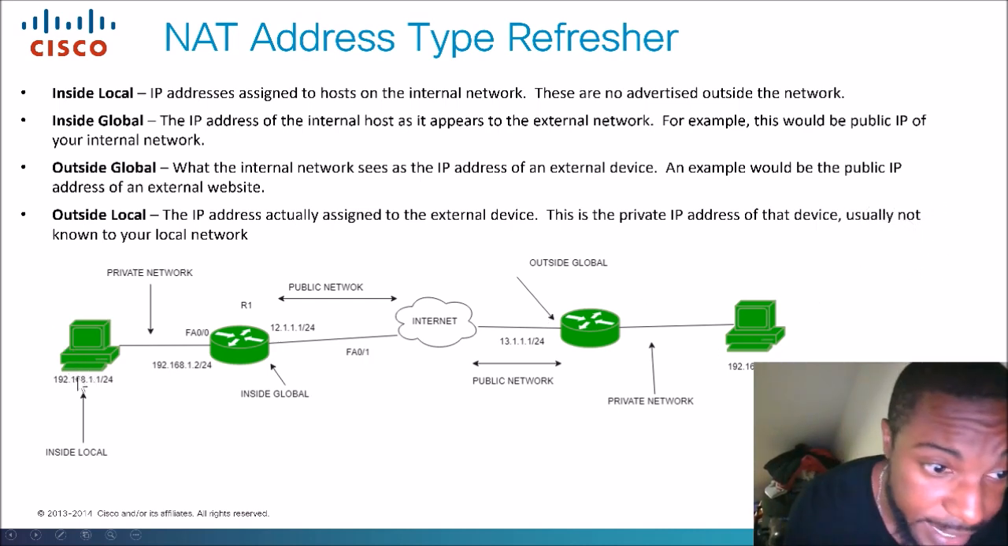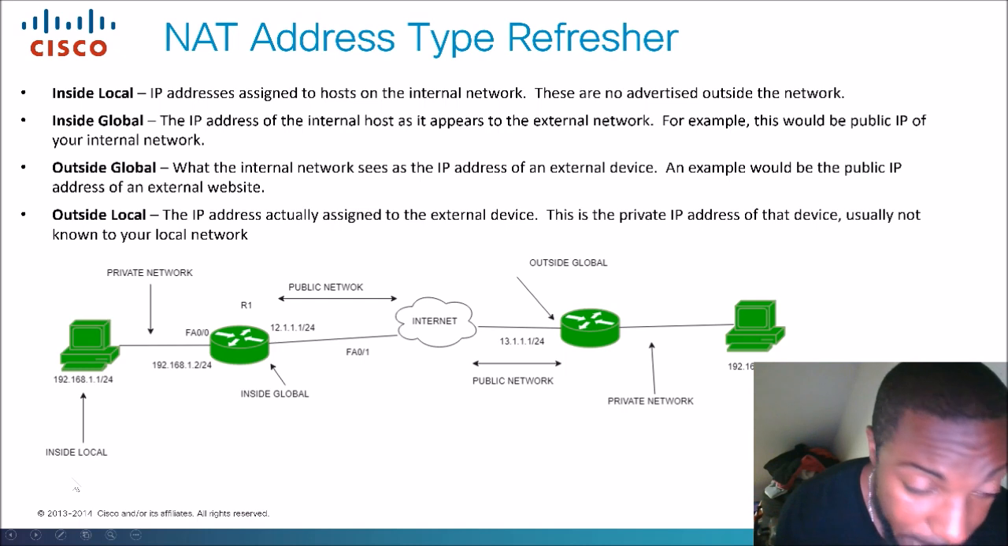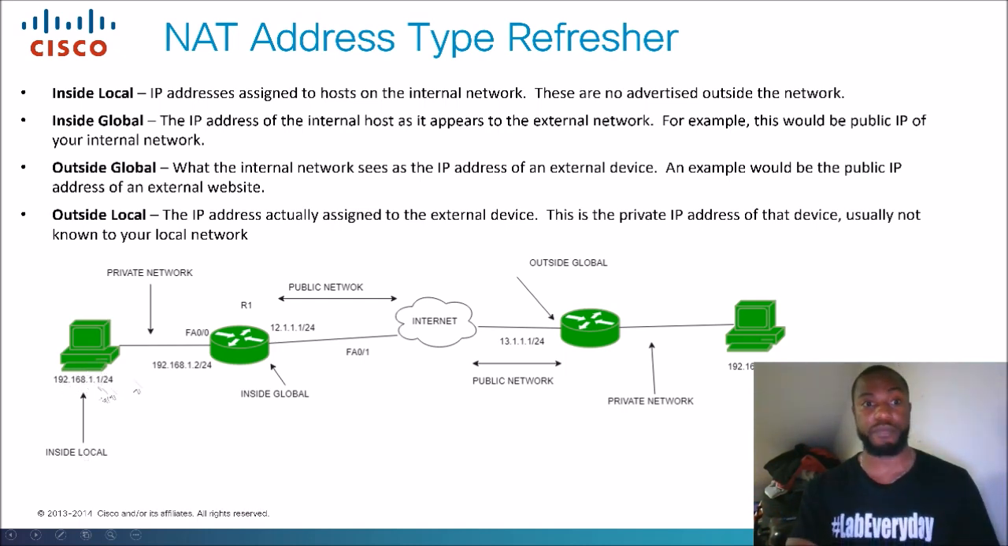You'll see it inside. Let's say we have a smartphone on the local area network and we need to talk to this guy. We will see this IP address, because this is the private network and he's within that LAN, right?